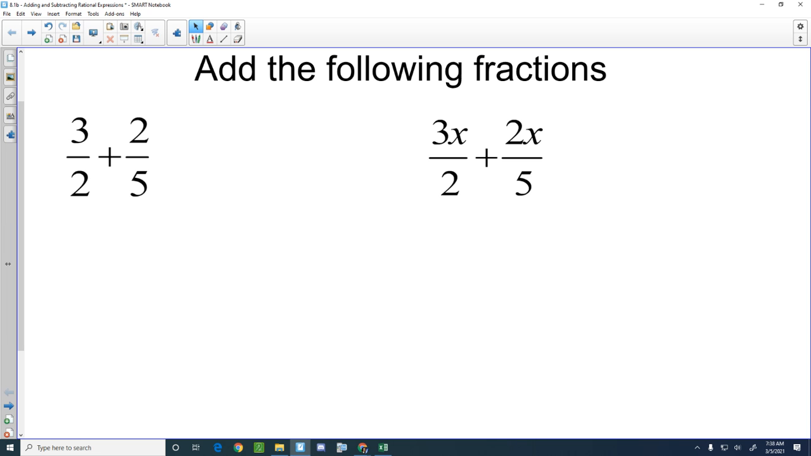Both of these are pretty similar, you might notice. I just added some variables in them, letting you know, hey, it still works pretty much the same way, even with the variable. So just remember, you cannot just add the numerators and add the denominators. That does not work with fractions.